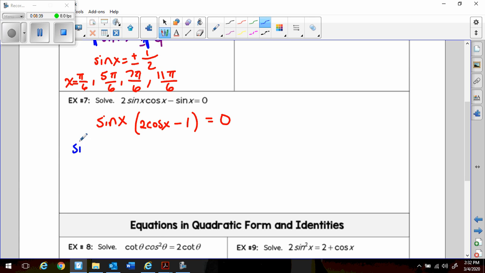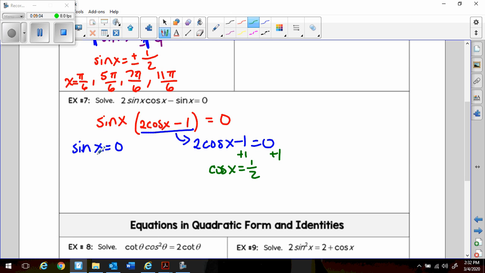Where does sine of x equal 0? Those are answers. Also, when 2 cosine of x minus 1, the inside, equals 0. And this one we kind of already did. We're going to plus 1 to move it to the other side, and then divide by 2. So we're going to get cosine of x equals positive 1/2.